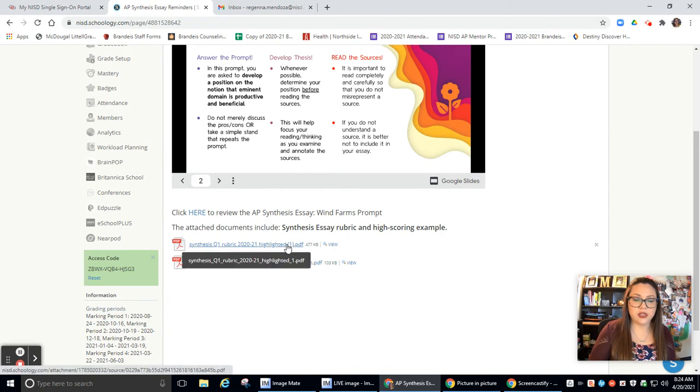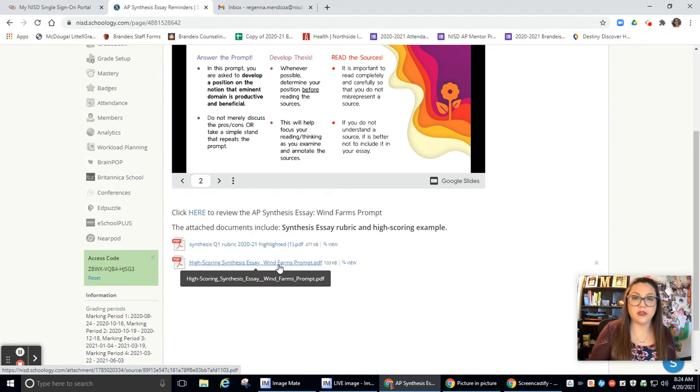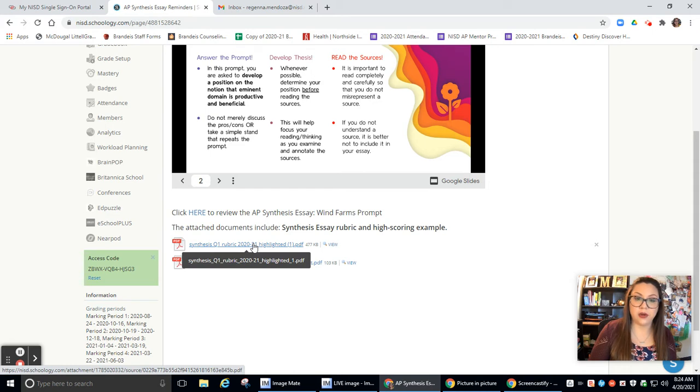I do want to make sure that you see that I've attached the rubric for the synthesis essay, as well as a high-scoring score point 6 example. So for that same prompt that you would have written yourself, not only would you have yours with your feedback, you have a score point 6 and a rubric that has highlighted information on it. If you want to review the prompt packet, you can click on this link and it'll prompt you to go and view it again.